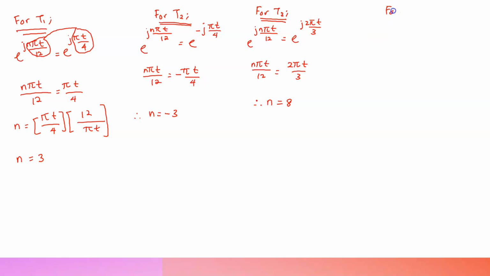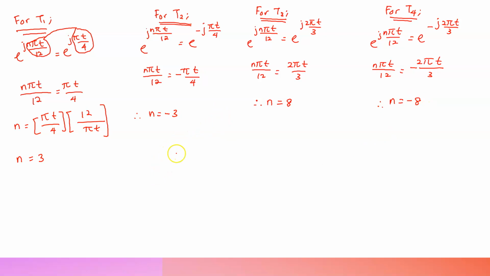Now for T4, the general form is the same, but this one for T4 is minus. So in this case, you have n equals minus 8. Okay, so what is the function of this?